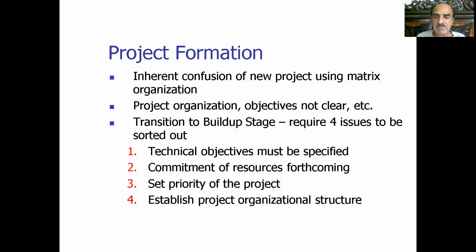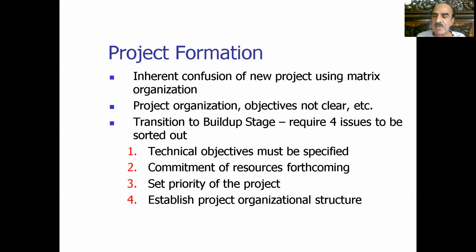The second is commitment of resources, forthcoming resources, as we need a lot of new resources in the shape of human and non-human resources. Once the project is approved, the commitment from different departments becomes really a problem. Third, set priority of the project. There are a number of projects in the pipeline, and every department would like to give more importance to their project. Certainly, in this context, project priority becomes a big conflict.